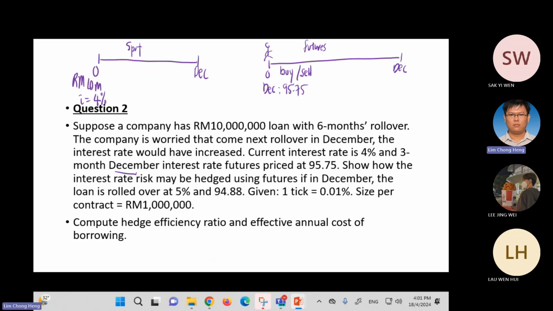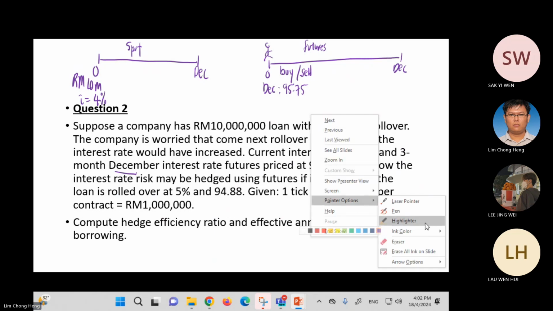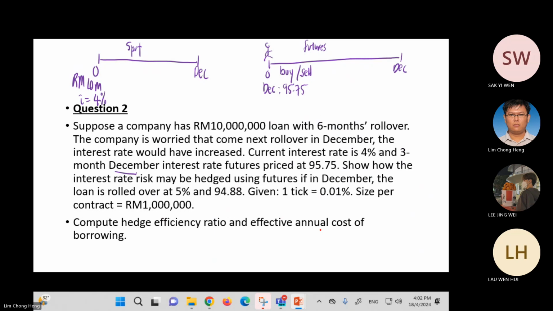Okay. Remember, in the future market, you are the borrower. You worry the interest rate will increase in the future. So you need to sell the contract today. You need to sell the future contract today. So you need to sell.